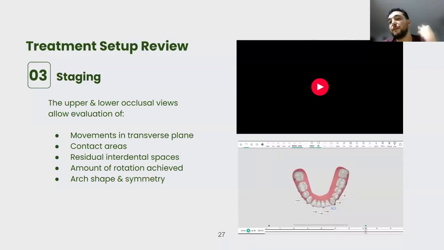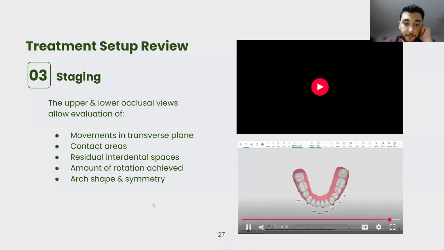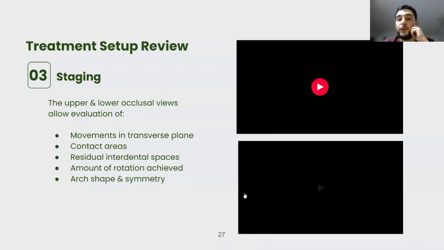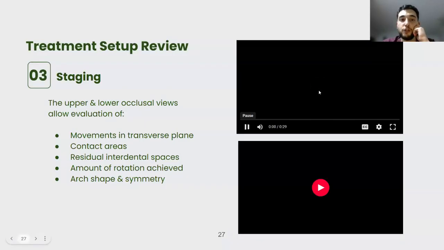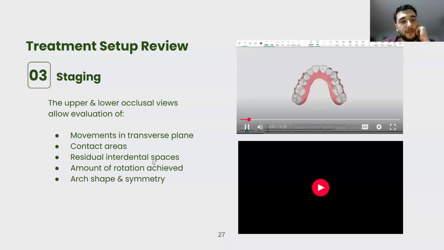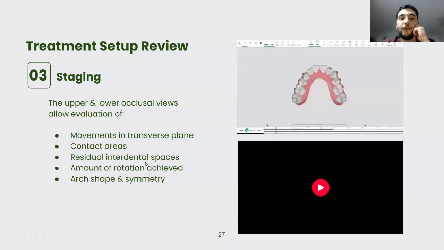So for example, if rotation took place with other movements, I'm going to be a little bit skeptical of this rotation happening. And lastly, we can view the arch symmetry and shape. So this is for both the staging and the final result. All of these aspects we can check from the occlusal views.